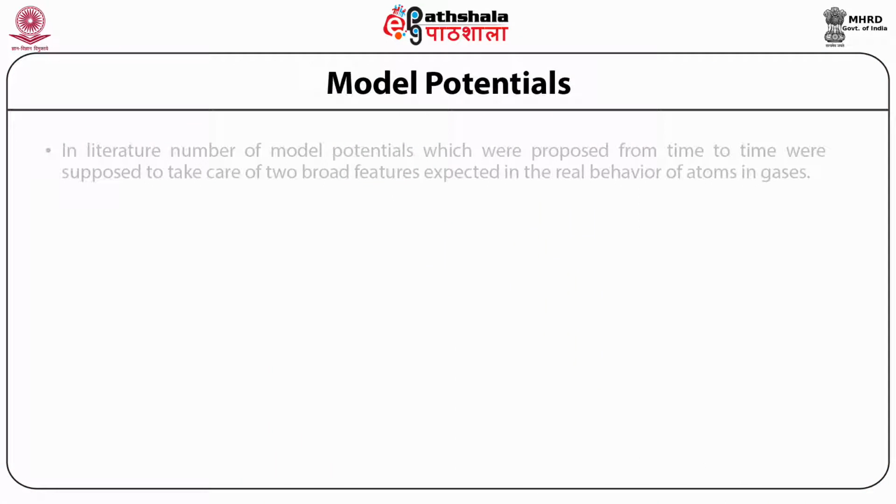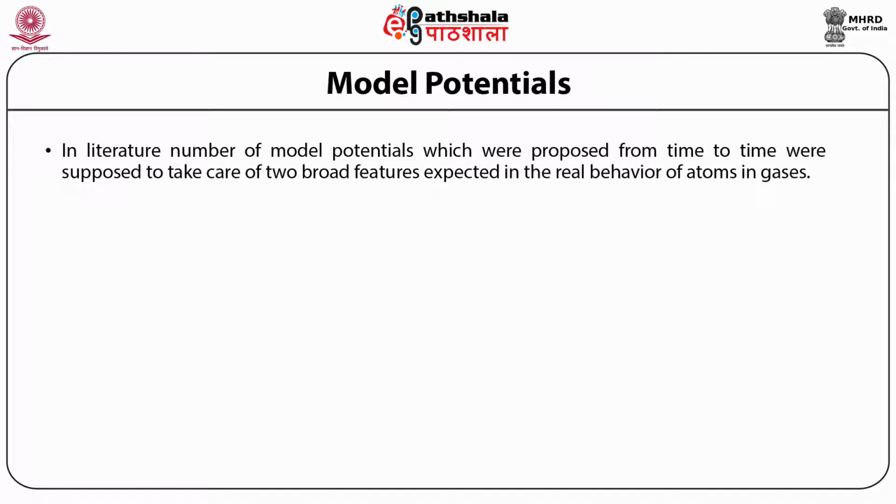The two results together shall be used to derive the well-known van der Waals equation of state for a real gas, whose isotherm shall be plotted to identify its limitations and remedy these by introducing the well-known Maxwell's construction and understanding of gas-liquid transition. Model potentials.